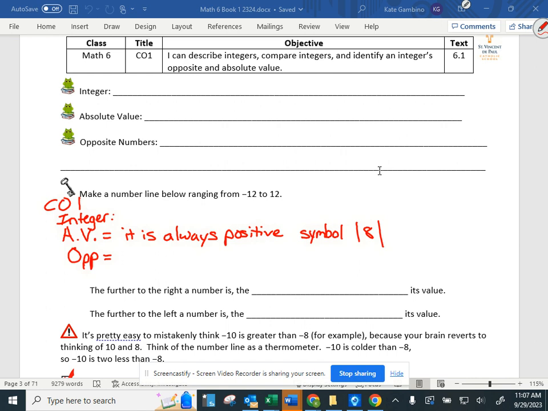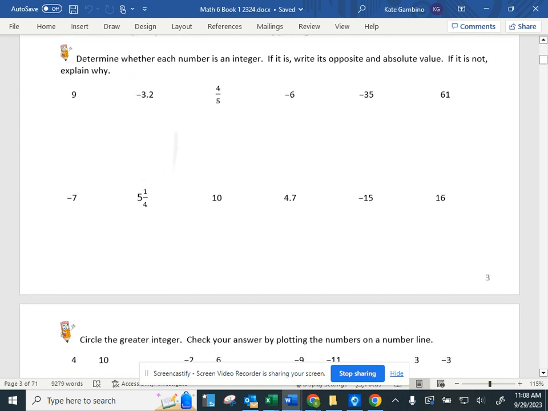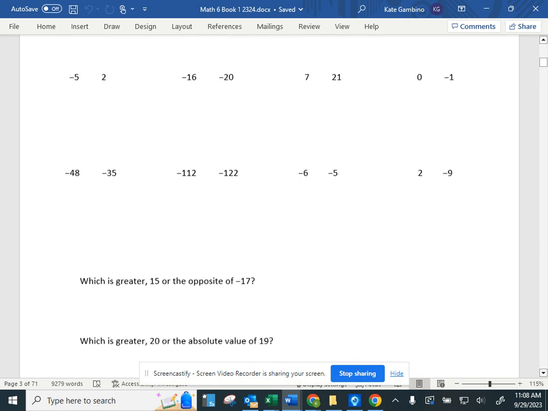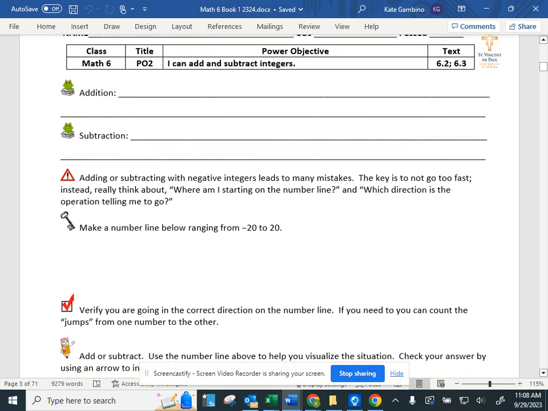Any questions about objective 1? All right, so let's move on to objective 2. If you don't get finished writing out your definitions, you can work on that this weekend. You don't have to do it all right now, but you know what you should do.